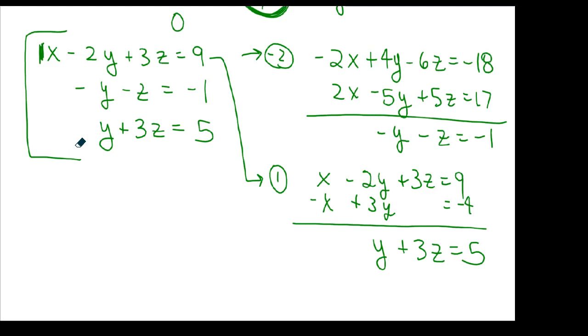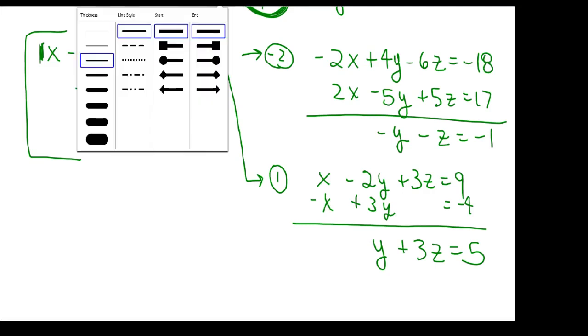Okay, well, my next step, I want a positive 1 right here on the y, and under it I want a 0y. So my first row is good. I'm going to rewrite that row.